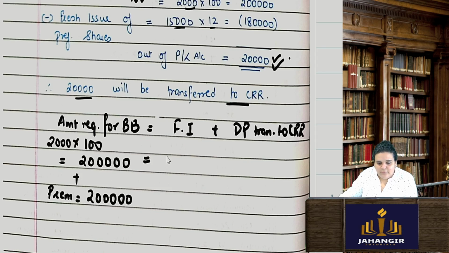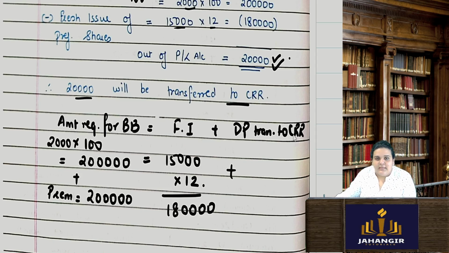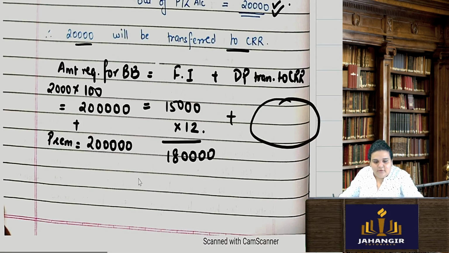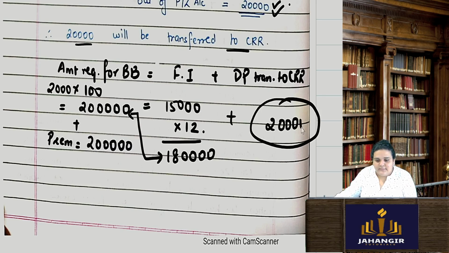Okay, fresh issue I am doing 15,000. Now this fresh issue is also at a premium. Fresh issue 15,000 into 12 comes to 1,80,000. Now DP transfer to CRR, this is what they want. So I will compare my nominal value of the buyback. I am already doing a fresh issue of 1,80,000. So how much will I need from my reserves? 20,000. 20,000 will be DP transferred to CRR.